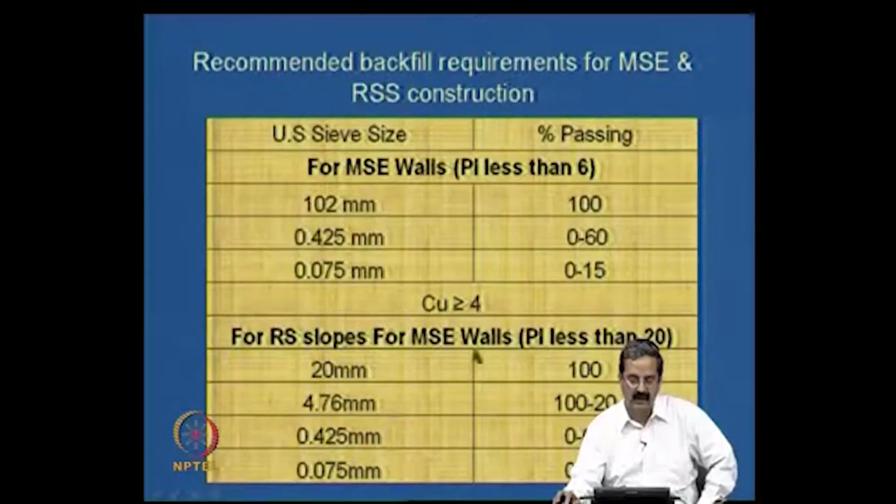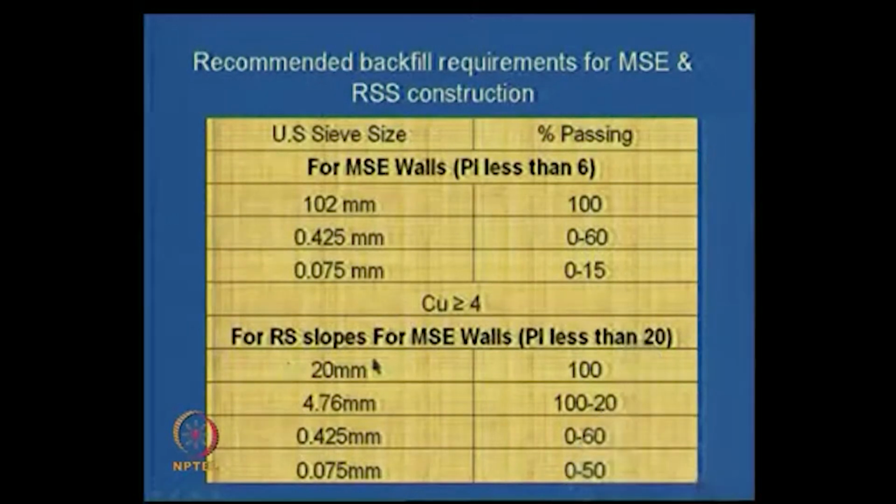Okay. Then Cu, the coefficient of uniformity, is less than or equal to 4, and for slopes, PL, this is another one. Okay.